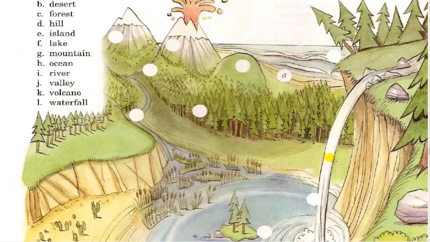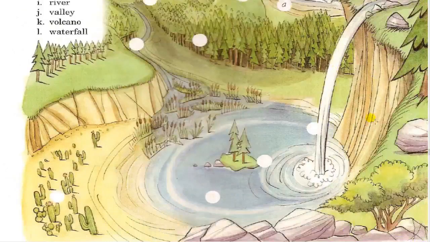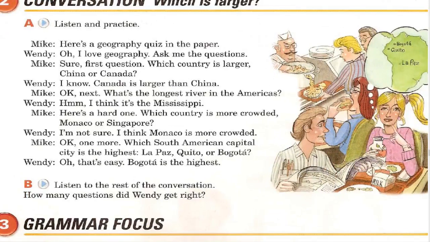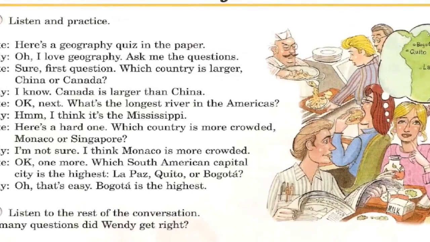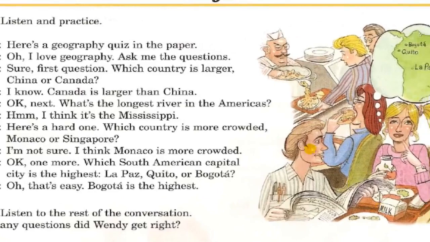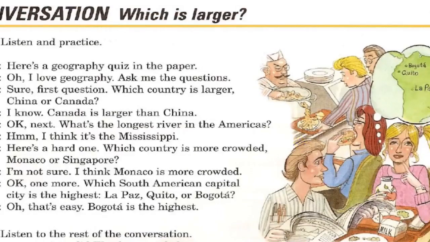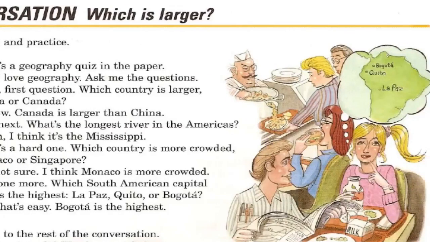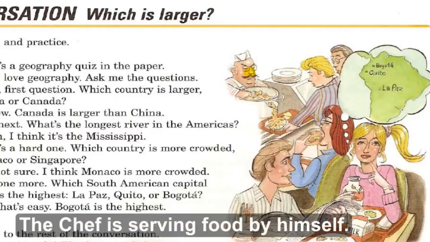Exercise number 2. Look at the picture. What do you see? People. Where are they? They are in a restaurant. This is a chef. And what's the chef doing? The chef is serving food.